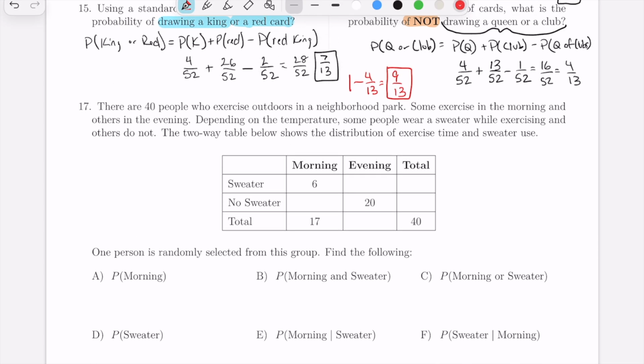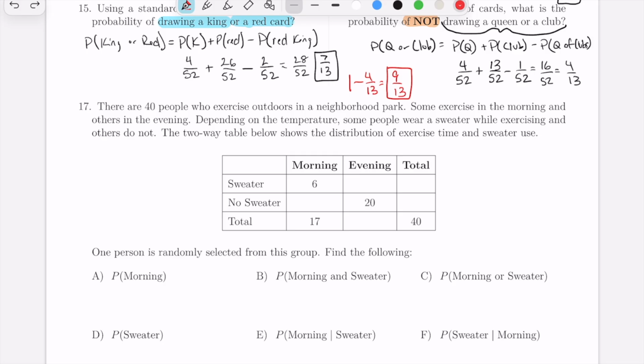All right, the last problem here. There's 40 people who exercise outdoors in a neighborhood park. Some exercise in the morning and others in the evening. Depending on the temperature, some people wear a sweater while exercising and others don't. This is a two-way table. It's a two-way table because it has 2 different variables. We have the clothing that they're wearing, and we're going to cross that with the time of day. That's why we call this a two-way table.